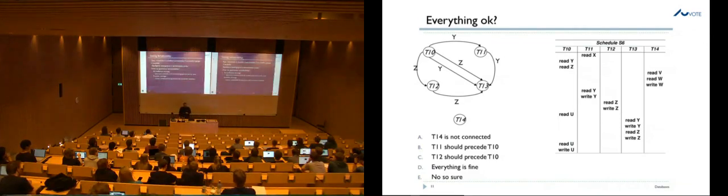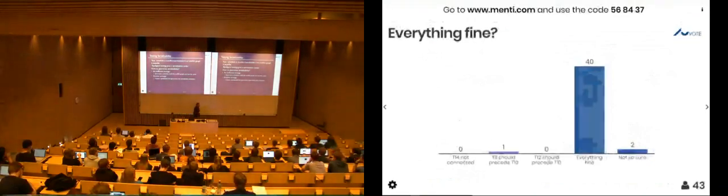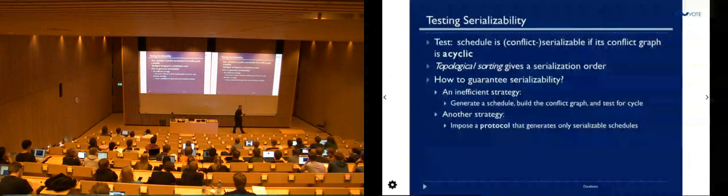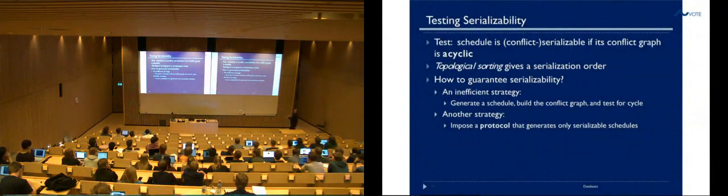So that's the situation. And so in effect, we know how to test serializability. As you very well surmised, a schedule is serializable, or more precisely, conflict serializable, if the conflict graph it creates, or induces, is acyclic, which means it has no cycles.